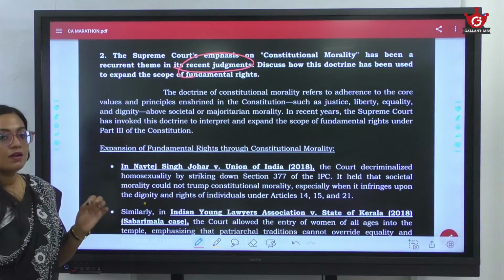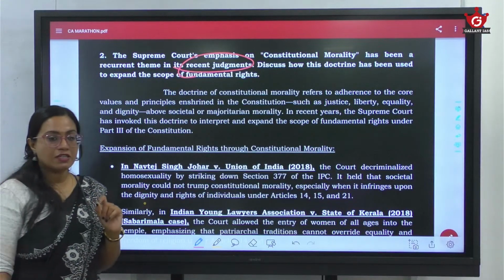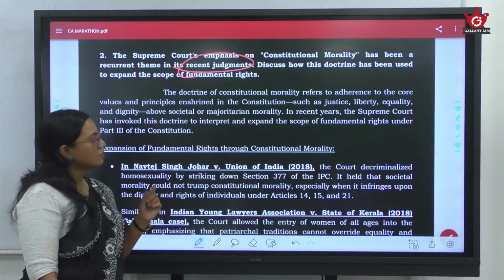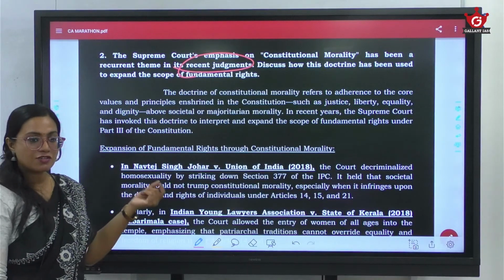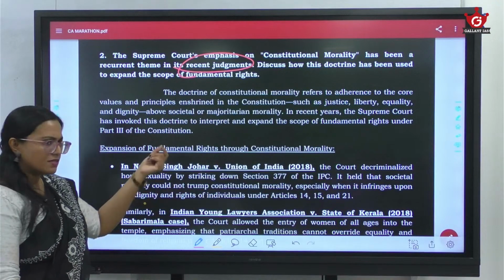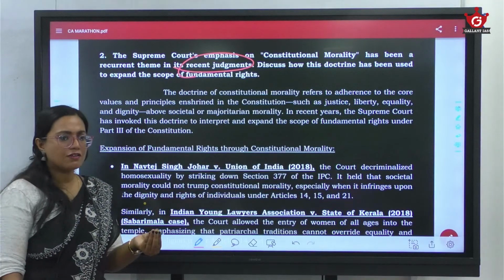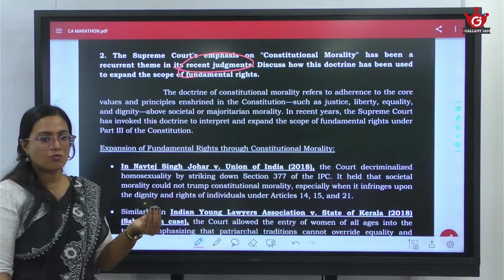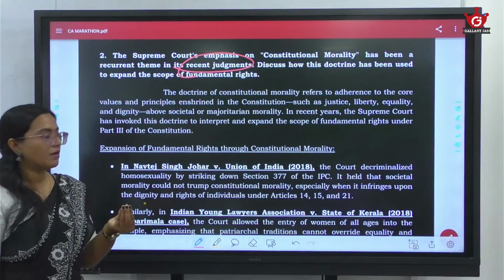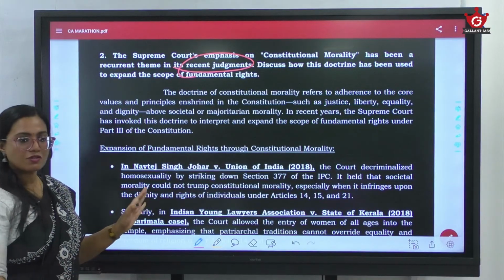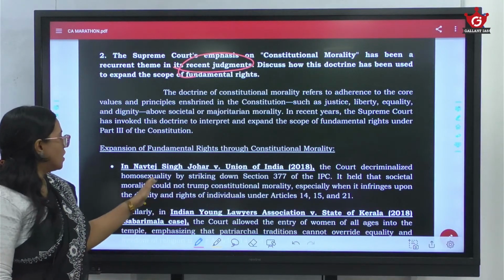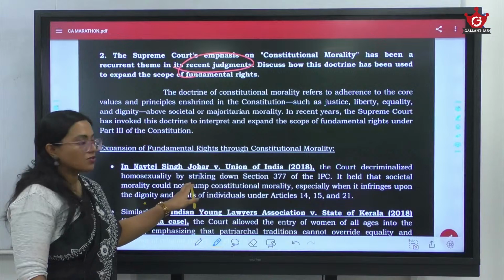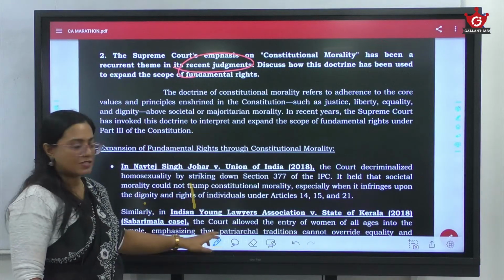So now explain what constitutional morality is in your introduction. What does it mean? It refers to adherence to the core values and principles which are enshrined in the Constitution. Just give a few examples like justice, liberty, equality, which are mentioned in the Preamble of the Constitution. That is constitutional morality. It talks about the values which the Constitution gives importance to. Now, expansion of fundamental rights through constitutional morality. That was the question, right?